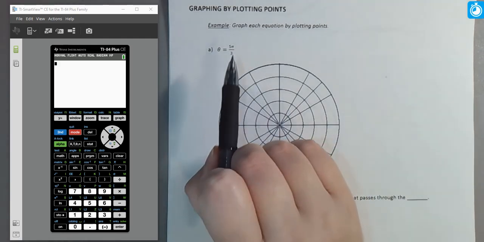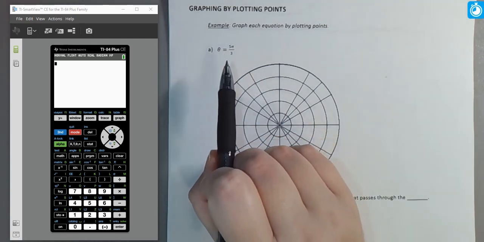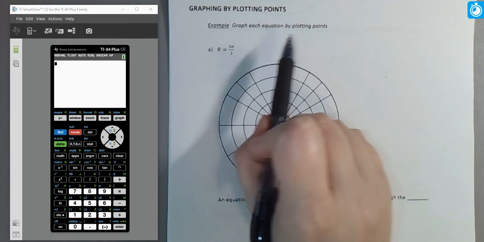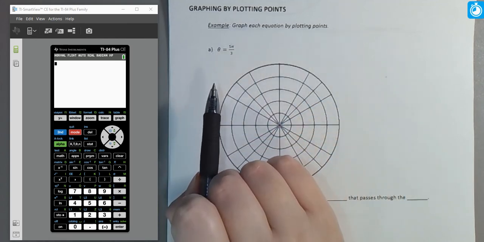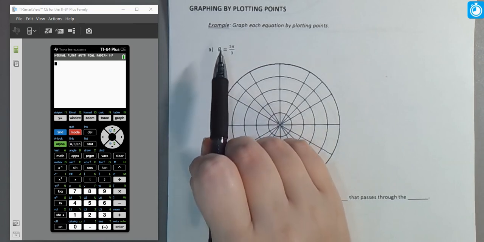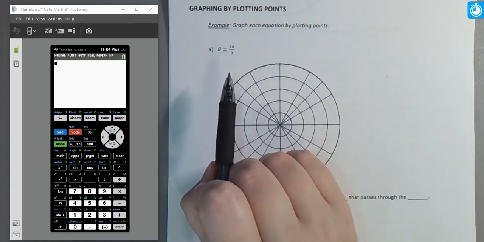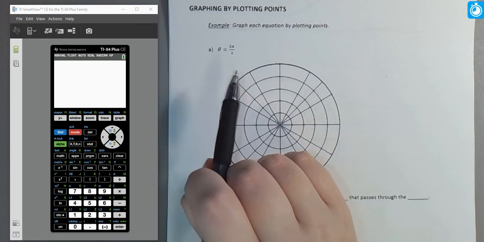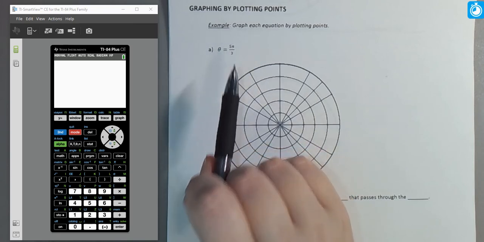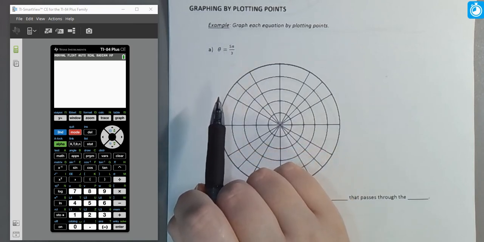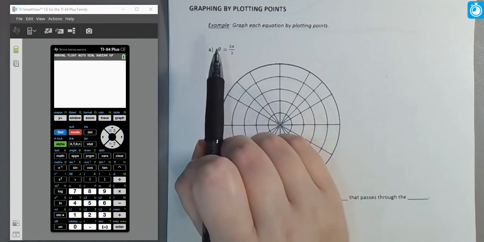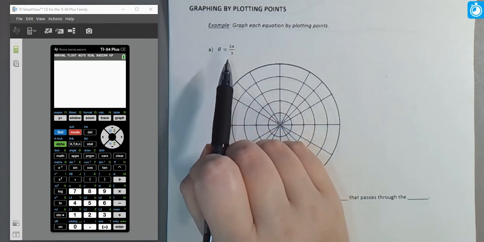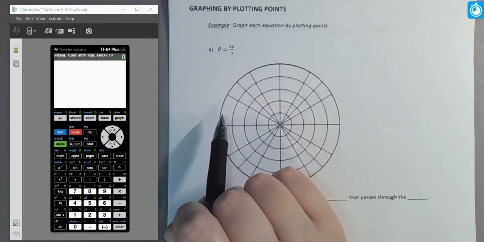For our first equation, we have theta is equal to 5 pi over 3, and we want to graph by plotting points. What does this mean? It means that our theta coordinate, our rotational coordinate, is 5 pi over 3. What about r? Because we don't see an r here, it means that r is independent of theta. In other words, the distance we travel is not impacted by how far we rotate. We have to be rotated to 5 pi over 3, but r can be anything we want.